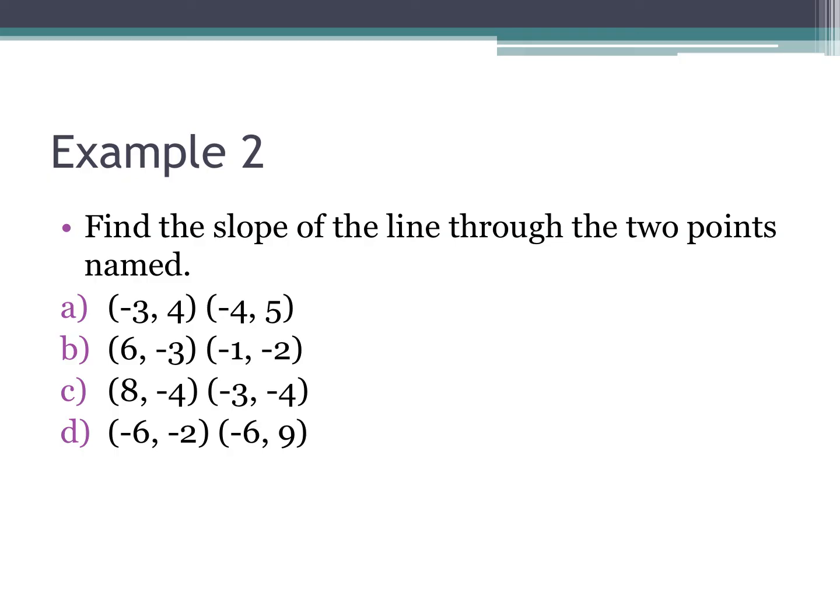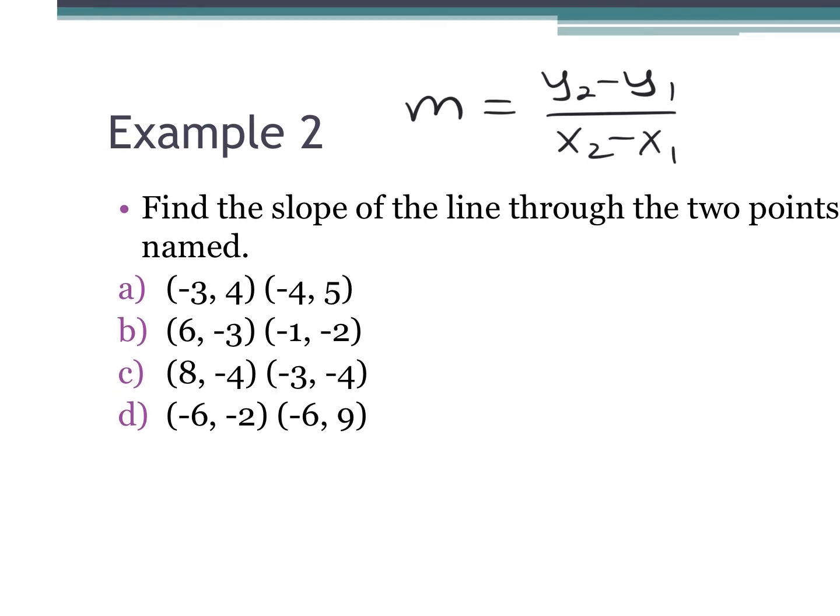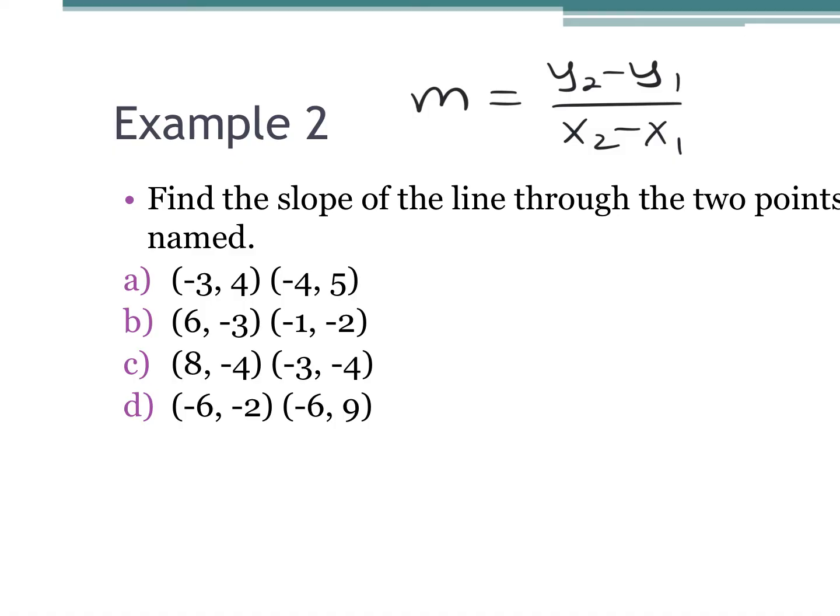So the next example wants us to find the slope of the line through the 2 points that are named. So again, let's review the slope formula. Remember, it's y2 minus y1 over x2 minus x1. So what I'm going to do is this whole column here, I'm going to say that these are all my x1, y1 ordered pairs, and then this column will be my x2, y2. It doesn't matter which one you label as ordered pair number 1 and which one as ordered pair number 2.